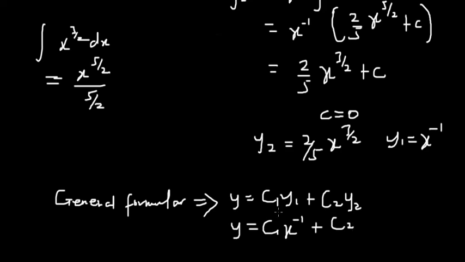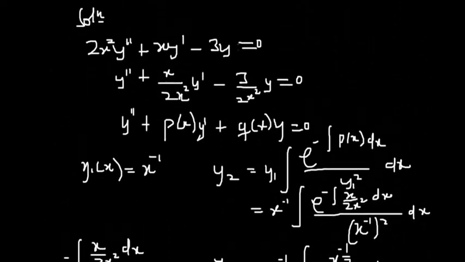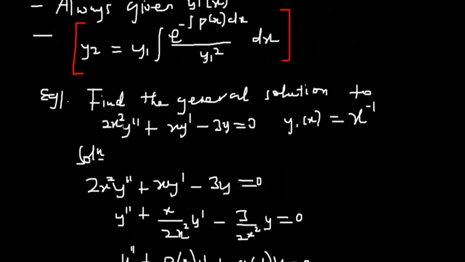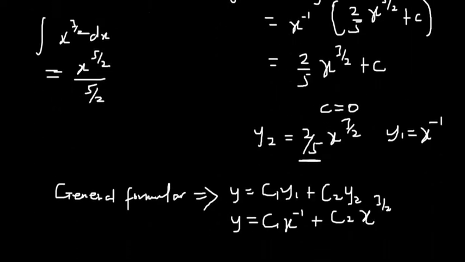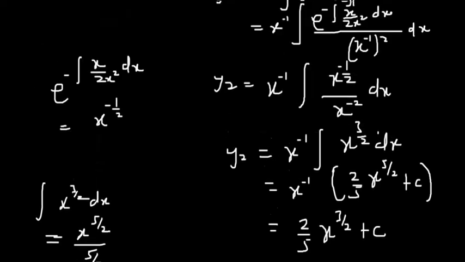C2, because these C's already represent coefficients. And then we have x with exponent 3 on 2. C2, C1 are coefficients, so we don't bother ourselves rewriting the coefficients. So this is how you solve reduction of order questions. Let's take another question, and then we see how we go about that.